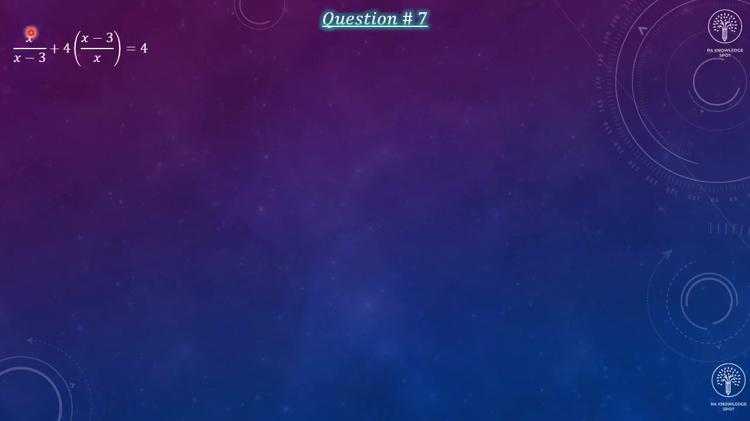You can see this is x divided by x minus 3, and this is x minus 3 divided by x. So just be careful, watch carefully the question on a very first step, and then move towards the solution. You can see they are same actually, but what happens, they are the reciprocal of each other.